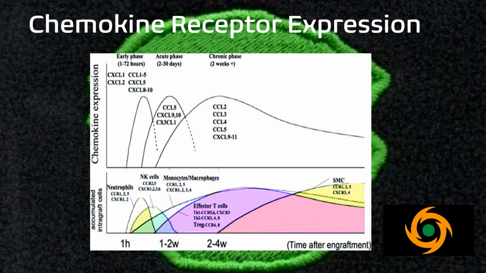And then at the top part of the graphic, where you have chemokine expression, you have the early phase, 1 to 72 hours, then the acute phase between 2 to 30 days, and then a chronic phase, 2 weeks plus.